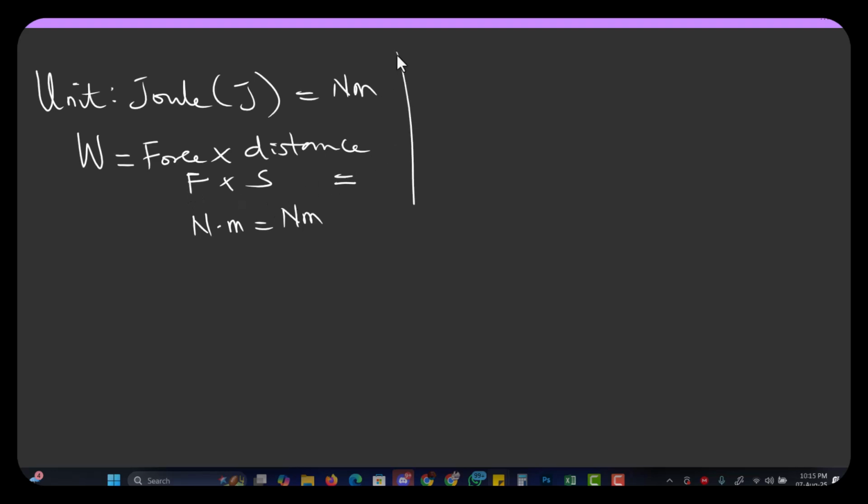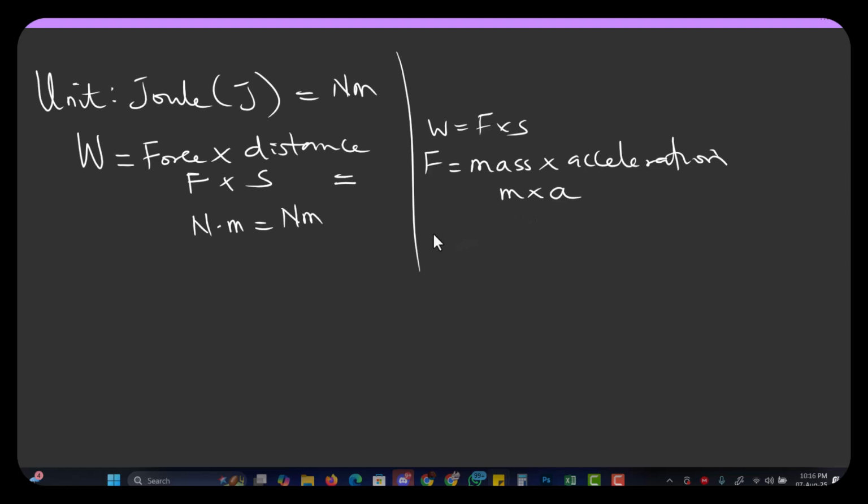Let me continue from here. I remember that work is equal to force times distance. But I remember that force is equal to ma, that is mass times acceleration, which is m times a. Since I was able to remember that, I can easily say that work is equal to m times a times s, where m simply means mass. You know that already. I'm writing it down so that you easily remember. Your a simply means your acceleration, and your s also means your distance.